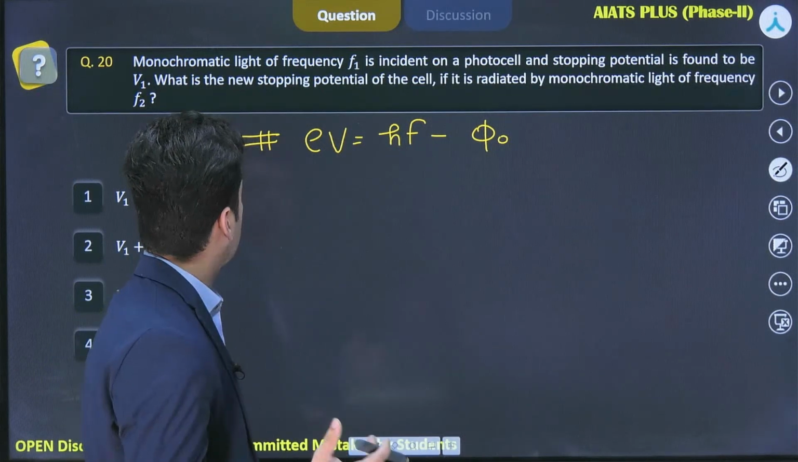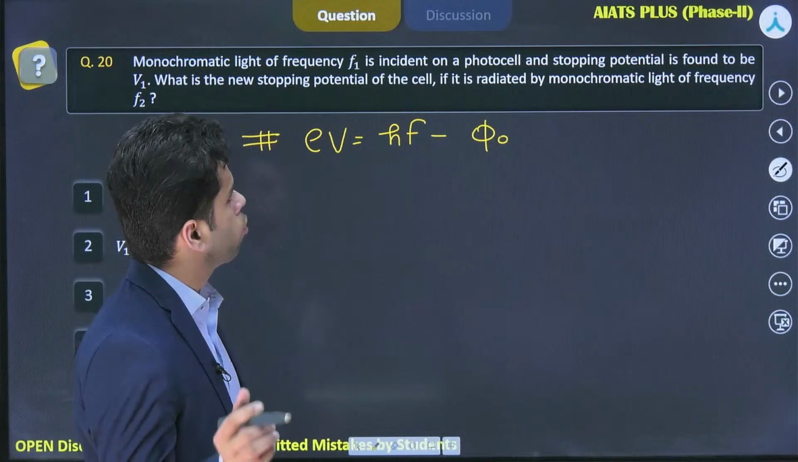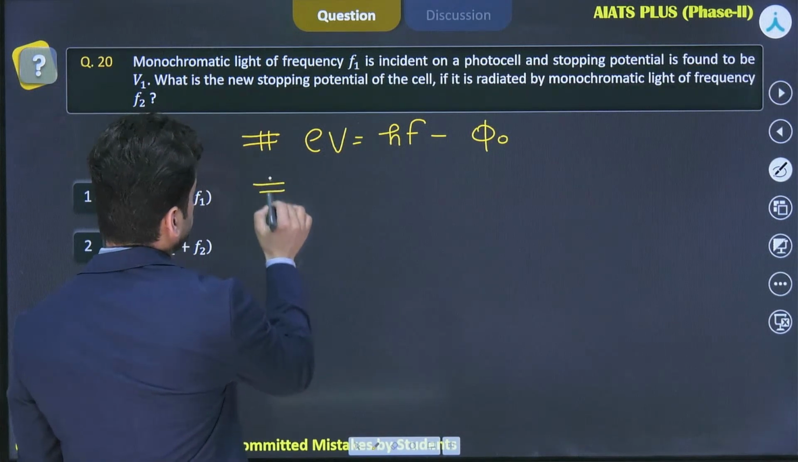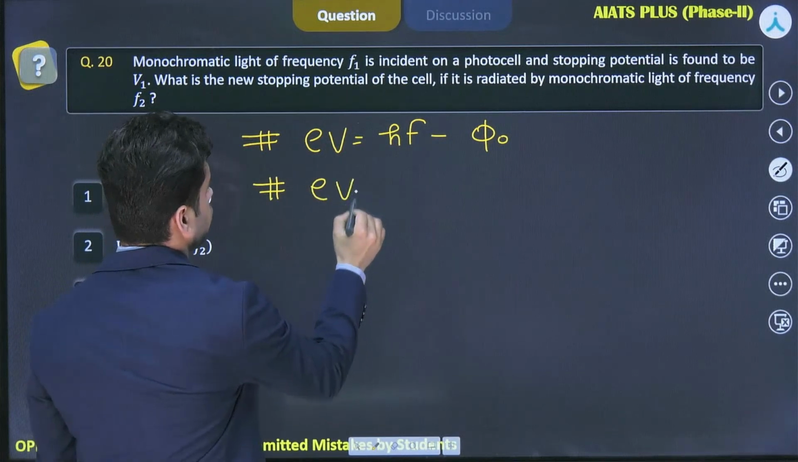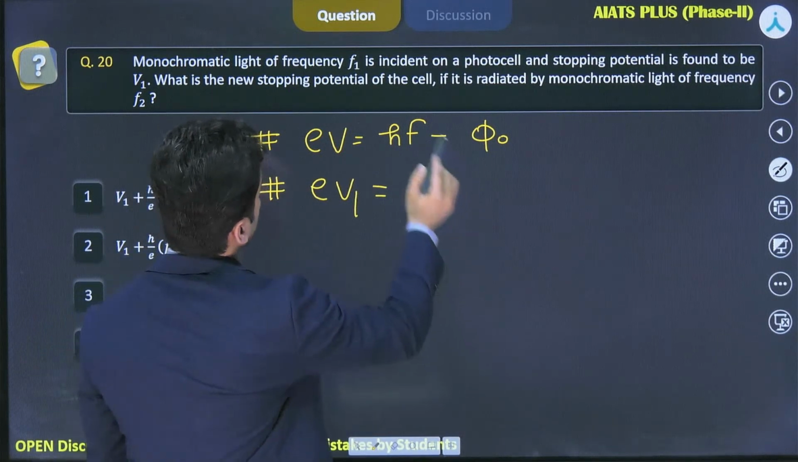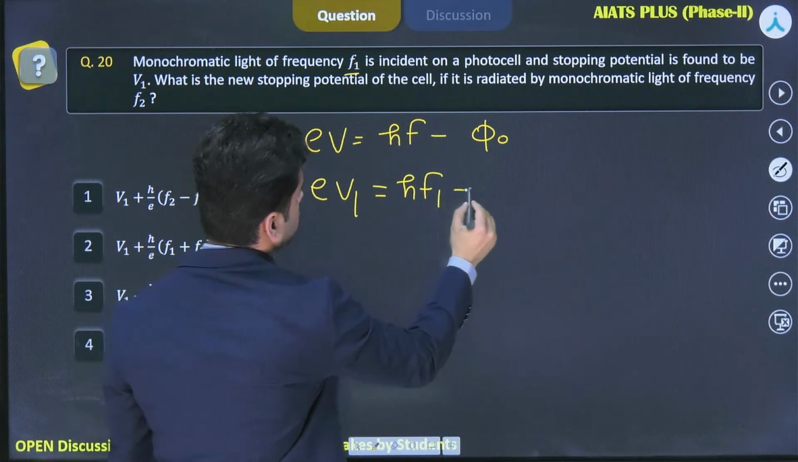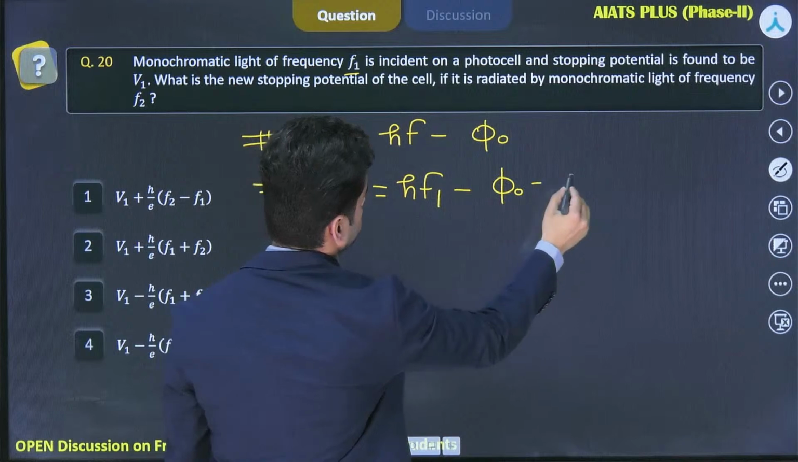So I have a monochromatic light of frequency f1 and it is incident on a photocell. Stopping potential is found to be V1 when the incident frequency was f1. So I will write eV1 equal to hf1 minus phi naught. This is my equation 1.